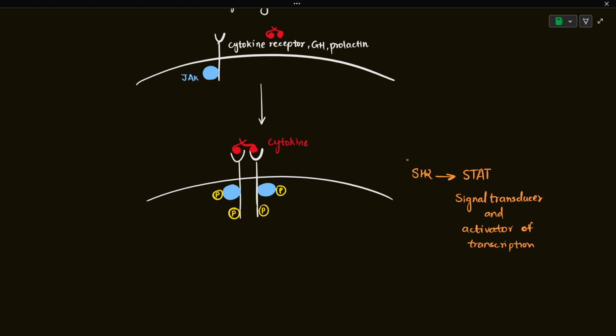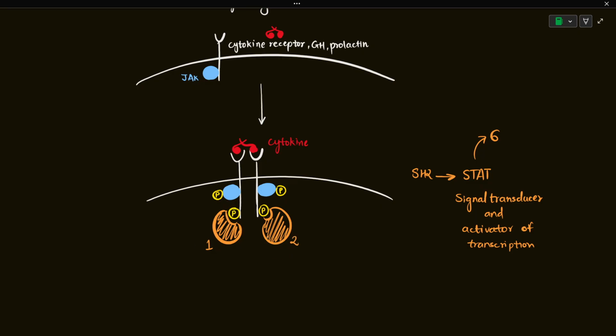So STAT proteins have SH2 domains, and that is why STAT proteins will now bind to these phosphotyrosine residues which are present on the intracellular part of the cytokine receptor. There are at least six different types of STATs present in the mammalian system. So either both of them could be similar, belonging to one family, or they could belong to some other family.